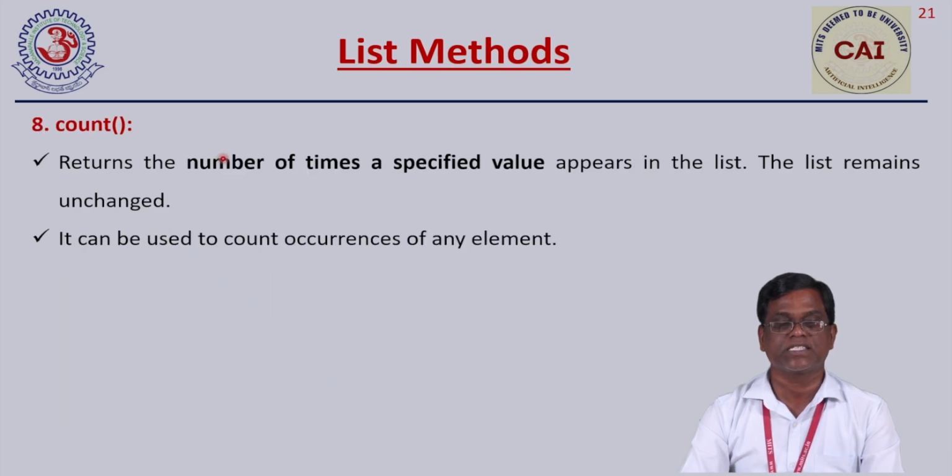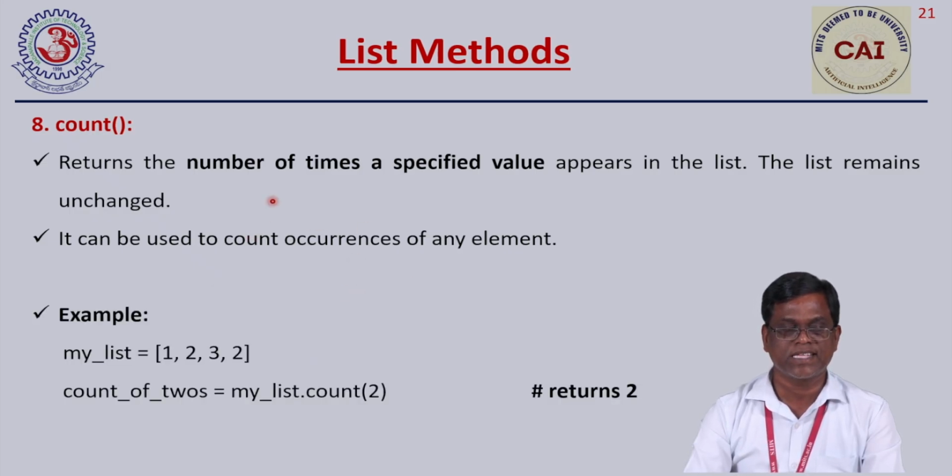The next one is the count method. The count method returns the number of times a particular value appears in the given list. Again, the list will not be modified; the original list is retained. It just counts how many times a specified value or element is available in that list. So we can use it for counting how many times a particular value appeared in your given list of values.